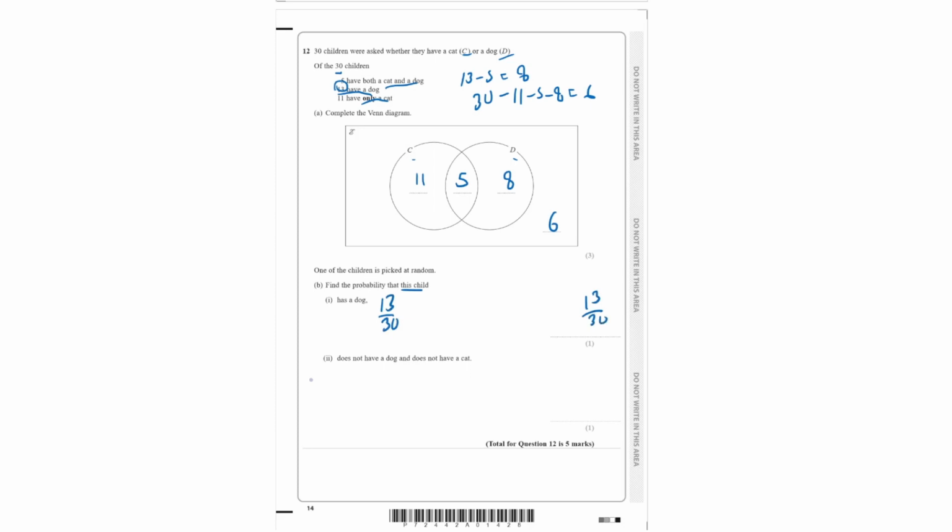Write down the probability that this child does not have a dog and does not have a cat. We can already see here that 6 children do not have a dog or cat. So we can simply write 6 over 30. So over here, 6 over 30.